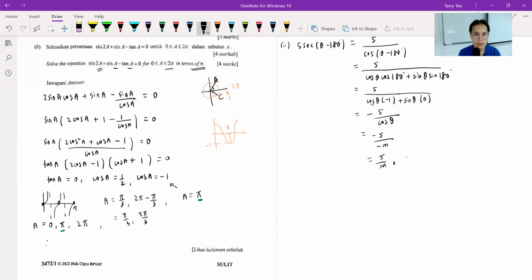So all in all, you have 3 answers from the first one, 2 answers from the second one. Maybe I arrange it. I put pi over 3 first, then you have pi as well, 5 pi over 3, and lastly, you have 2 pi. Now, the third one you notice is pi, which I already have over here, so I don't need to write it one more time. Writing it once will do. So all in all, you have 5 answers: 0, pi over 3, pi, 5 pi over 3, and 2 pi.